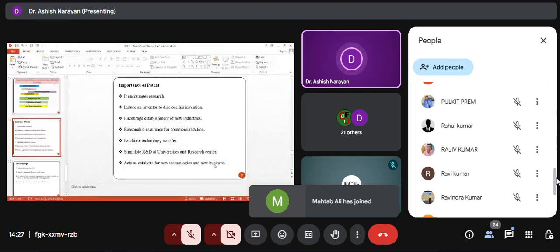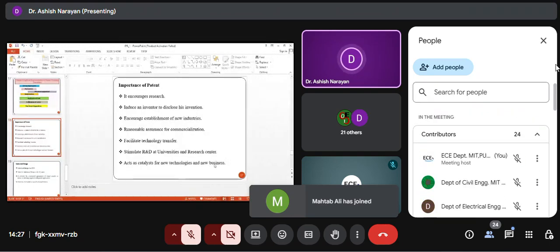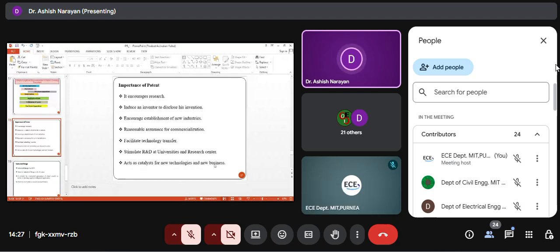Then the importance of why you need the patent. So it encourages research, induce an inventor to disclose his invention.